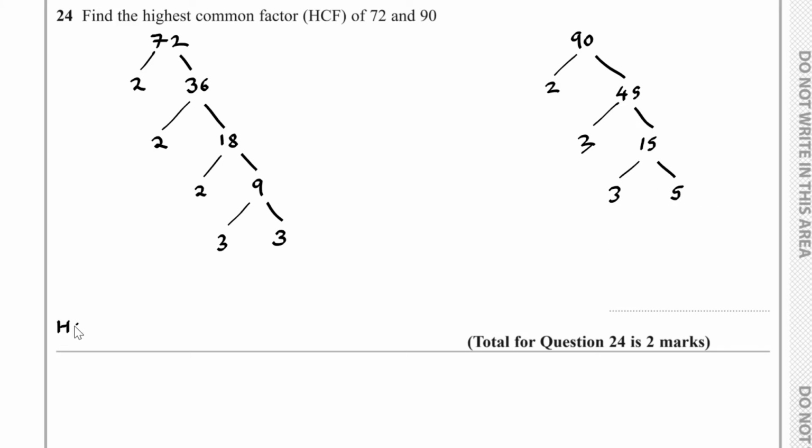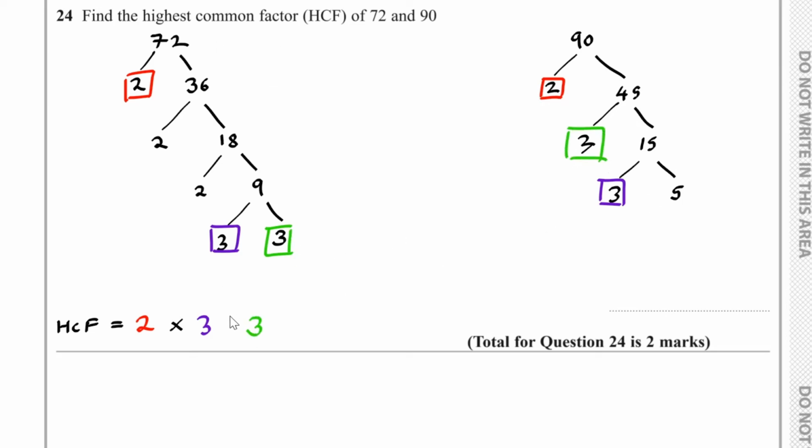So when we come to find out the highest common factor, we see that we have a 2 which is common to both. We also have a 3 which is common to both. And we also have another 3 which is common to both. So multiplying these together, 2 times by 3 times by 3, it turns out we get 18. So therefore the highest common factor is 18.